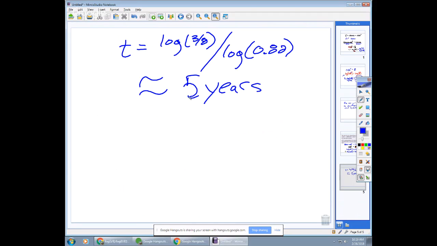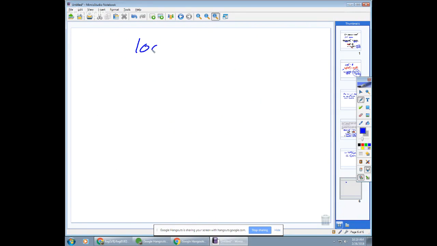Now, just to show the other way again, I'm going to pick it up from the point where the log of 0.82 to the t equals the log. Oops, no, I've gotten ahead of myself there. Step before that.